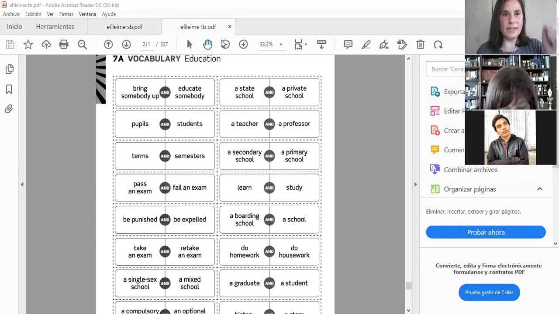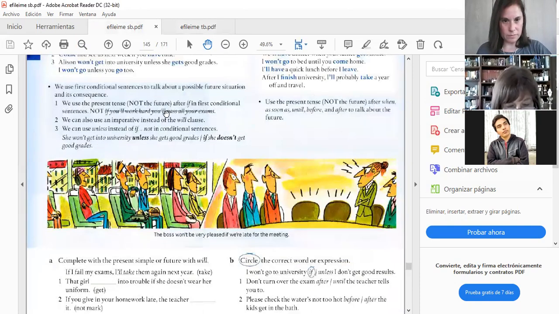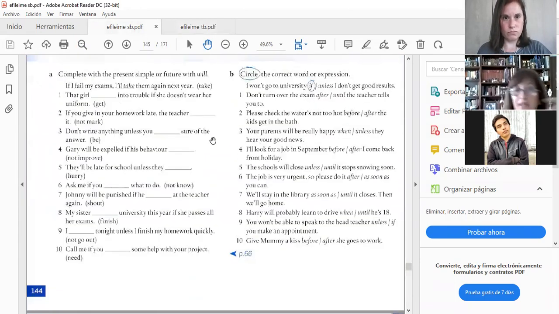Marta, can you think of one? Don't smoke here if you respect the people. Excellent. That's an imperative in negative. Very good, Marta. An imperative, but in negative.